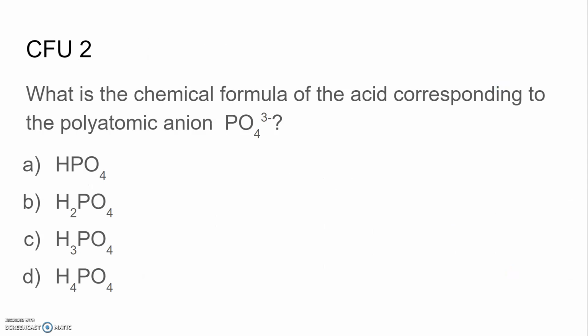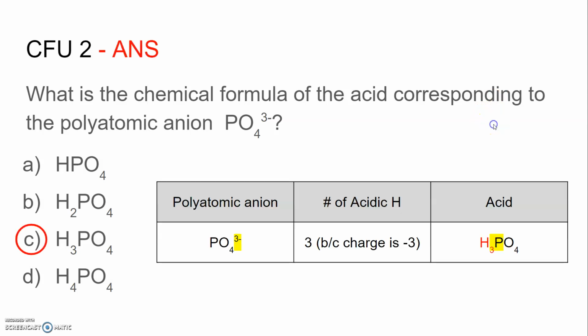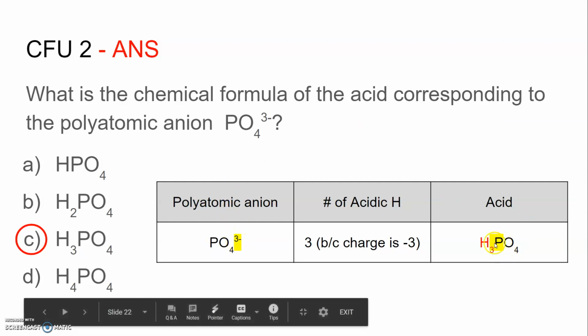All right, so what is the chemical formula of the acid corresponding to the polyatomic anion PO4 3-, which is known as phosphate? Pause the video now. When you press play again, the answer will be revealed. Great, the answer is H3PO4. So phosphate has a -3 charge, so its acid would have 3 hydrogens.